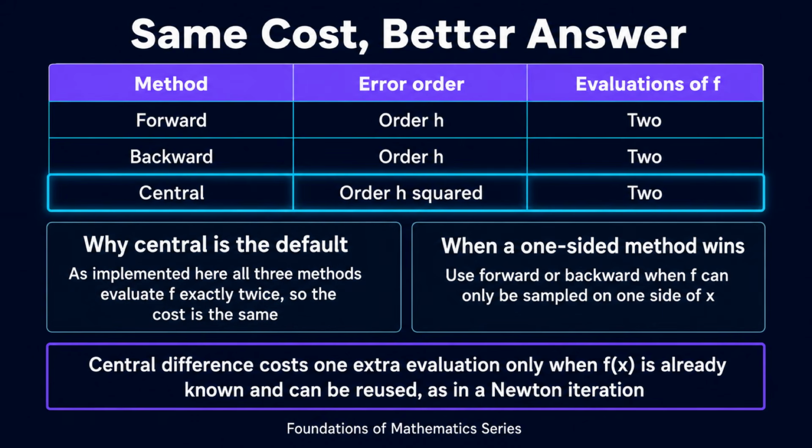Central difference is therefore the default choice unless f can only be sampled on one side of x, which does happen at the edge of a dataset or at the start of a time series. There is one caveat worth stating honestly. Central difference costs one extra evaluation when f of x is already known and could have been reused, as inside a Newton iteration.